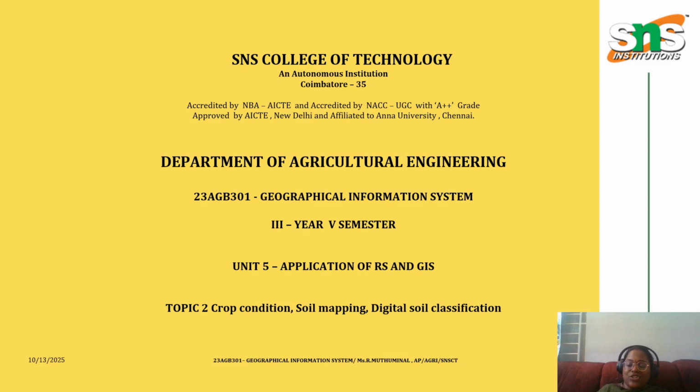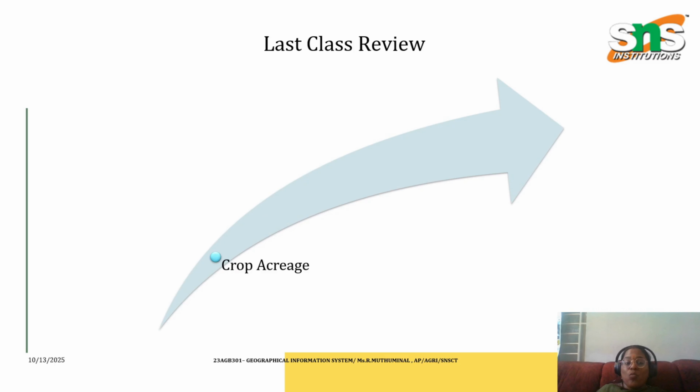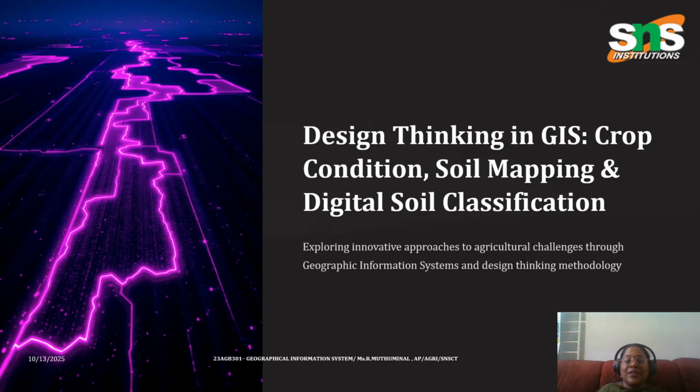Before going into the session, let us have a small recap of what we have seen in the previous lecture series. We have seen what is crop acreage and what are the water requirements, and how we can determine them and identify the necessity of these kinds of water requirements. So these are the things that we have seen in the previous class.